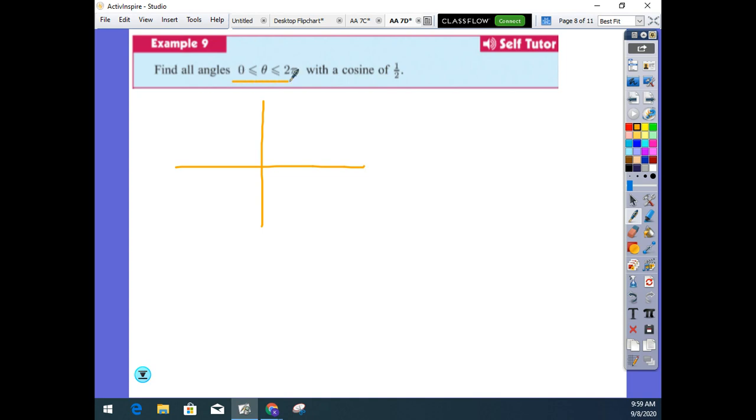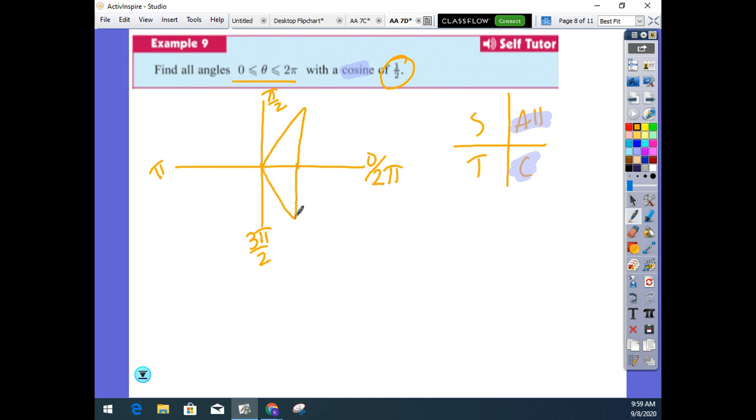Okay, 0 to 2 pi. So 0 just means I'm going to go all the way around. So I want you to think about, where is cosine positive at? All right, so all students take calculus. Where is cosine positive? In the first, because everything's positive, and also in the fourth. So I'm going to draw a triangle in both my first and fourth quadrants, because that's going from 0 to 2 pi.